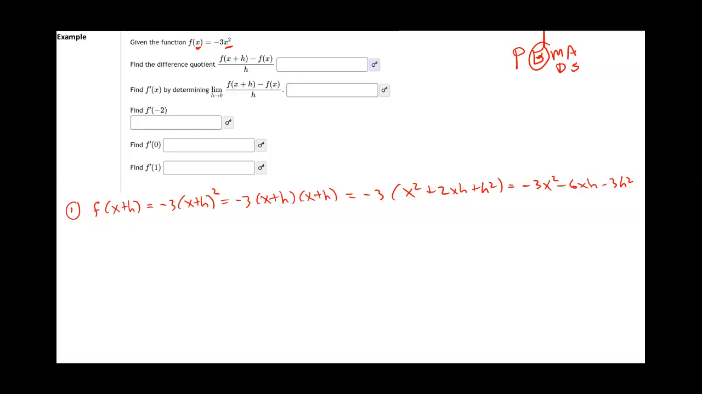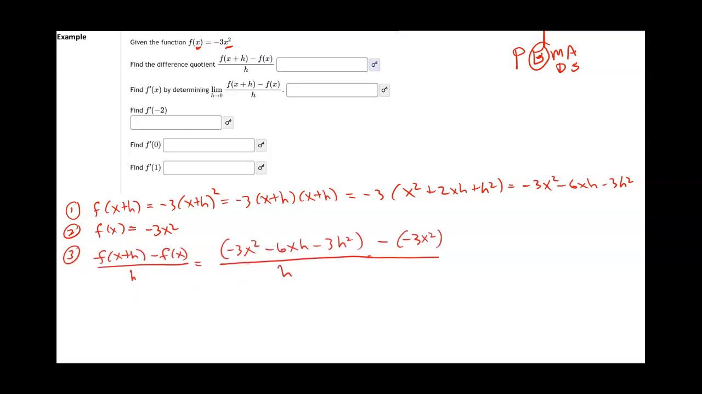Now we've got to figure out what is f of x. Well, f of x is easy. It's just equal to negative 3x squared. In the third part, let's put it all together. So let's take f of x plus h, which is negative 3x squared minus 6xh minus 3h squared, minus f of x, which is negative 3x squared. Notice we have a double negative, one from the formula, this negative here, and then f of x is also negative itself, and all of that is going to be divided by h.